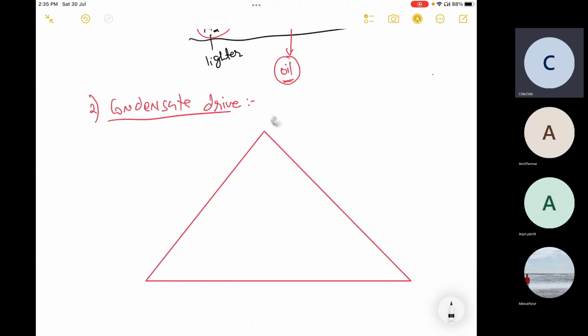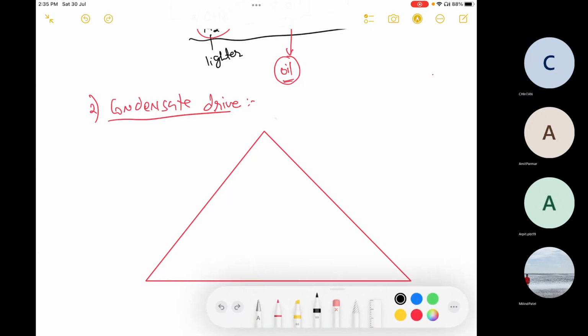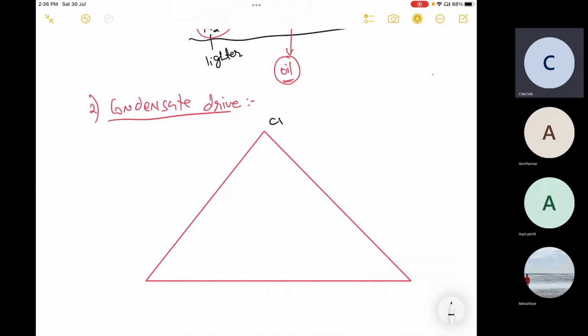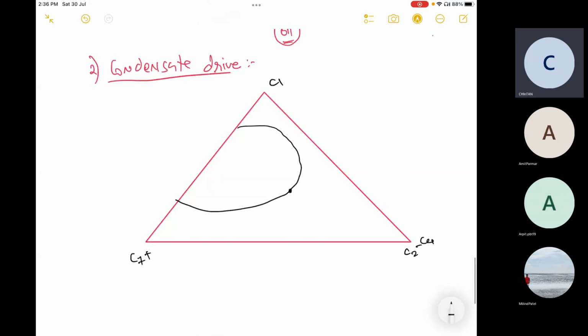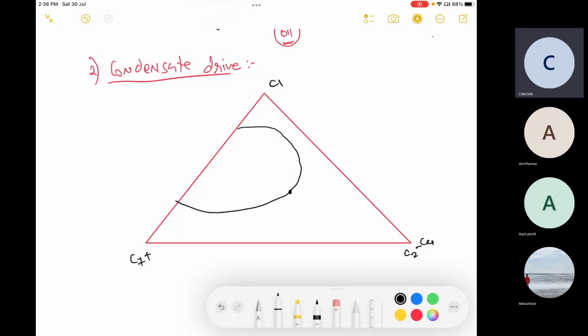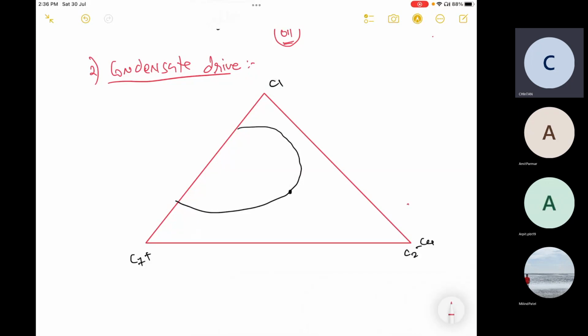Let's suppose this is C1, this is C2 to C4, and this is C7 plus, and let's suppose my curve can be any shape. It should not be like I'm drawing, because my drawing is not that good, but you can understand. It can be a perfect circle shape, it may be an oval shape. We can't say, it depends totally on the composition.